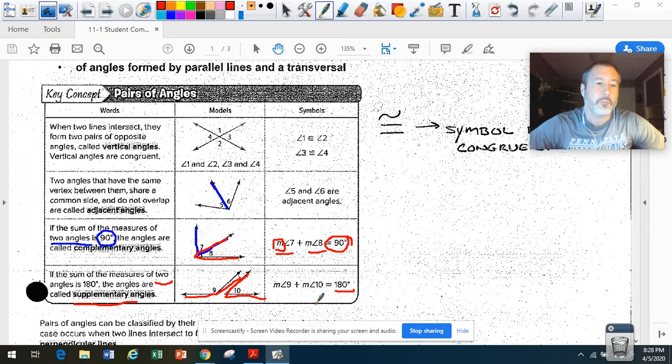Now, some people get confused by this. They go, okay, how do I remember supplementary and complementary and what they equal? Well, some people say, hey, look at the letter C in the word complementary.